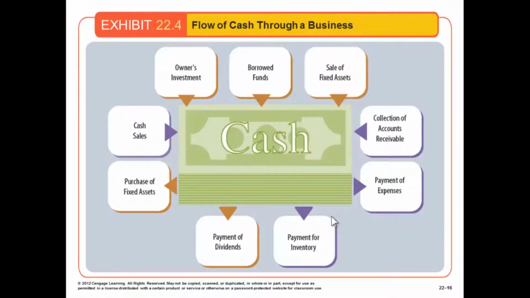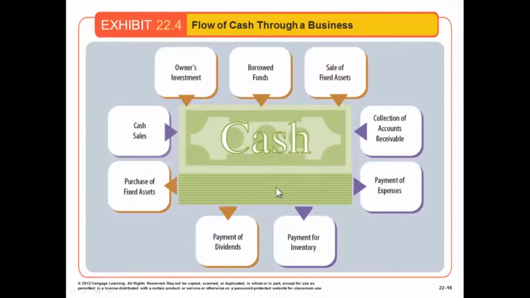So here's the flow of cash through a business. We have the original investment from the owners. We have borrowed money. That's our debt. We sell some fixed assets. Those are all cash activities coming in. We have some other cash activities coming in. We have some cash sales that take place, and we have accounts receivable that we collect. So all of these bubbles right here, these 5, are cash income or sources to the cash bucket.